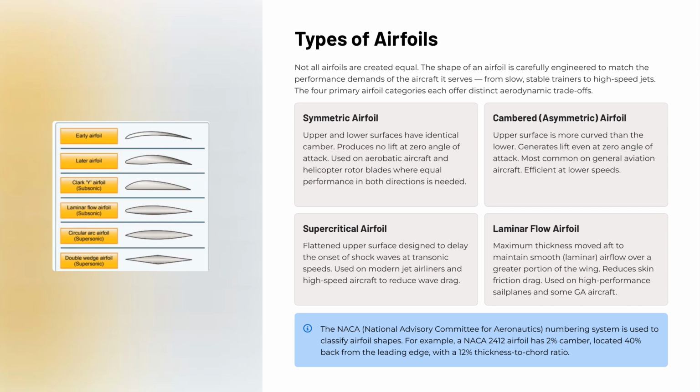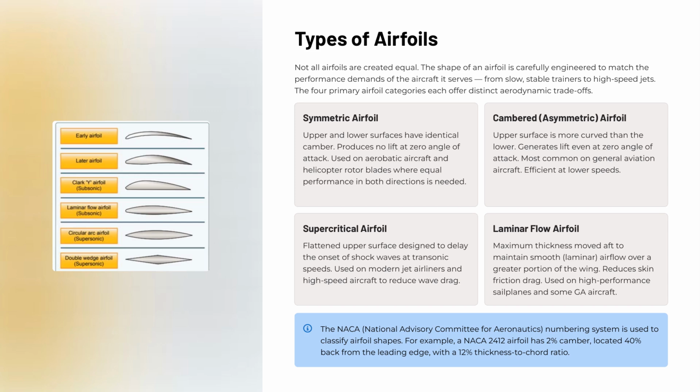The cambered or asymmetric airfoil features a more curved upper surface, allowing it to generate lift even at zero angle of attack. This is the most common design found on general aviation aircraft because of its efficiency at lower speeds. The supercritical airfoil uses a flattened upper surface to delay shockwave formation at transonic speeds, significantly reducing wave drag on modern jet airliners. The laminar flow airfoil moves its thickest point further aft, keeping airflow smooth over a greater portion of the wing and reducing skin friction drag. You'll find this design on high-performance sailplanes and select general aviation aircraft.